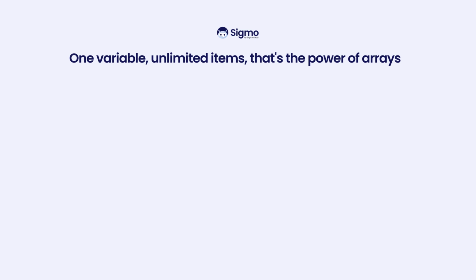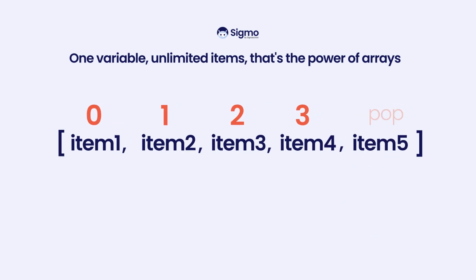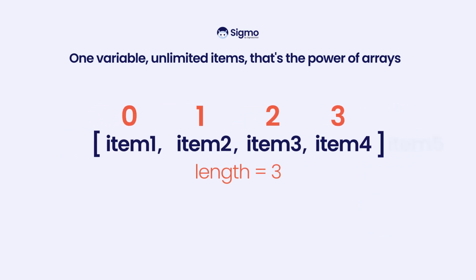So to summarize, arrays let you store multiple values in a single variable. They are zero-indexed, so always start counting from 0. And methods like push, pop, and length give you the tools to manage your data. One variable, unlimited items. That's the power of arrays.